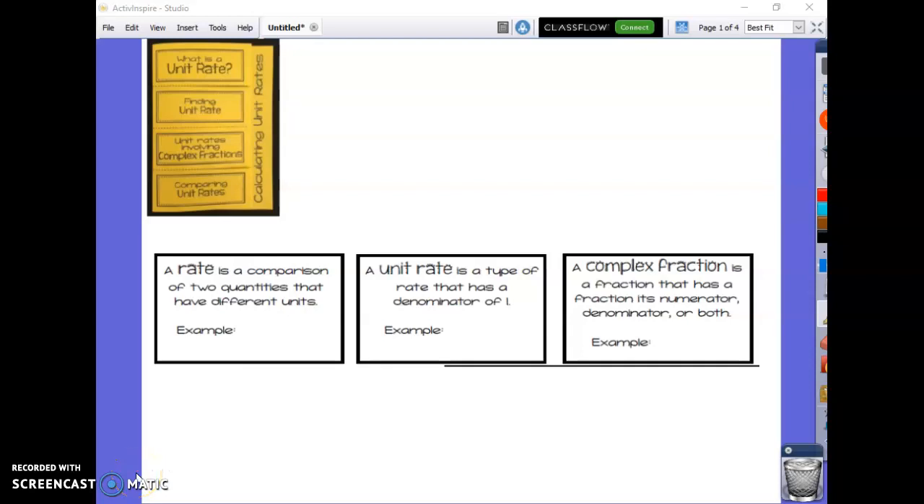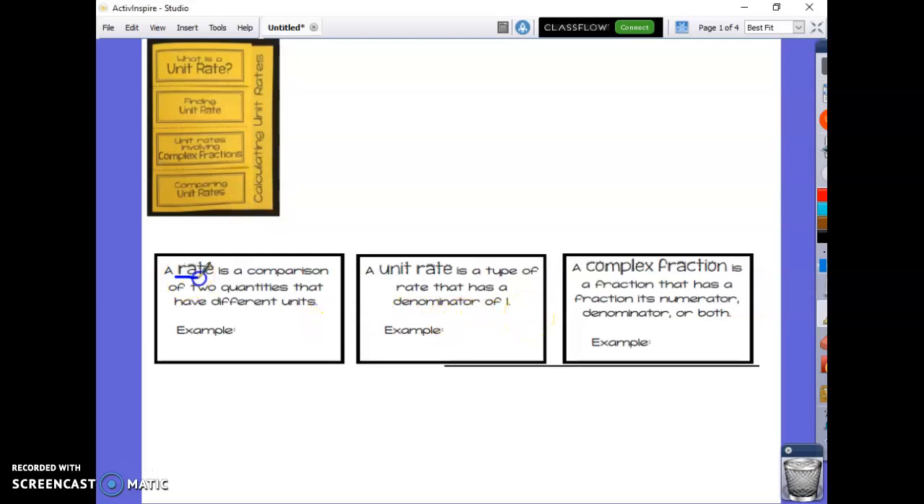Guys, so today we're going to be talking about unit rates. We're on the foldable that looks like this right over here. You should have watched the video on what a unit rate is a couple of days ago. It briefly introduced it. Today we're going to learn how to calculate it. If you open up the foldable, you should see these three definitions right at the top.